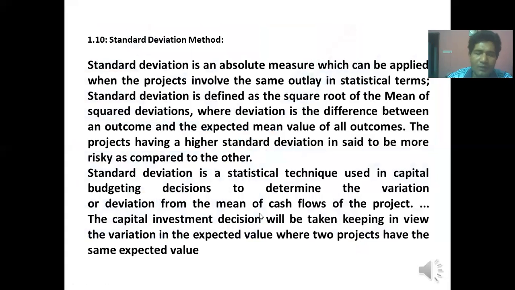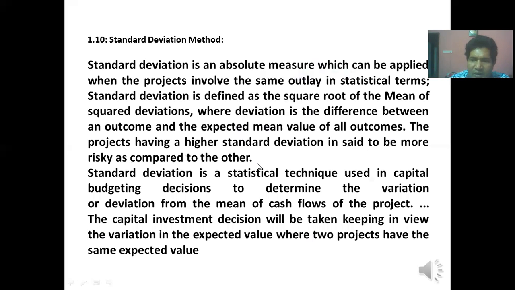Now, what is the standard deviation method? Standard deviation is an absolute measure which can be applied when the projects involve the same outlay in statistical terms. Standard deviation is defined as the square root of the mean of squared deviations, where deviation is the difference between an outcome and the expected mean value of all outcomes. The project having a higher standard deviation is said to be more risky as compared to the other.